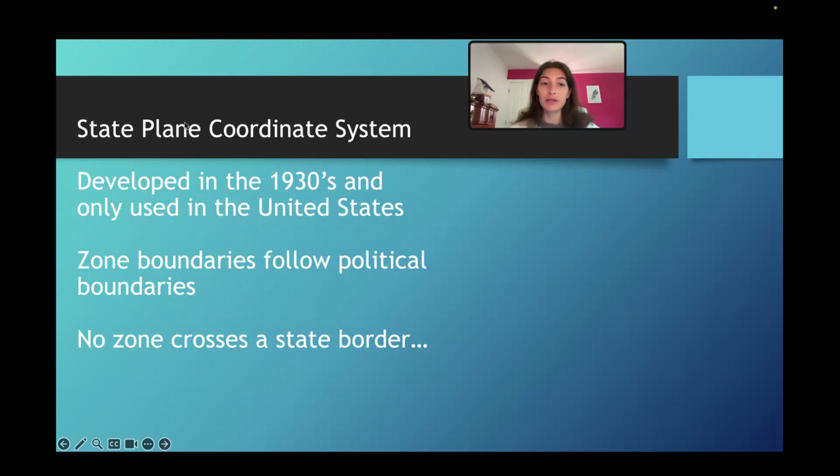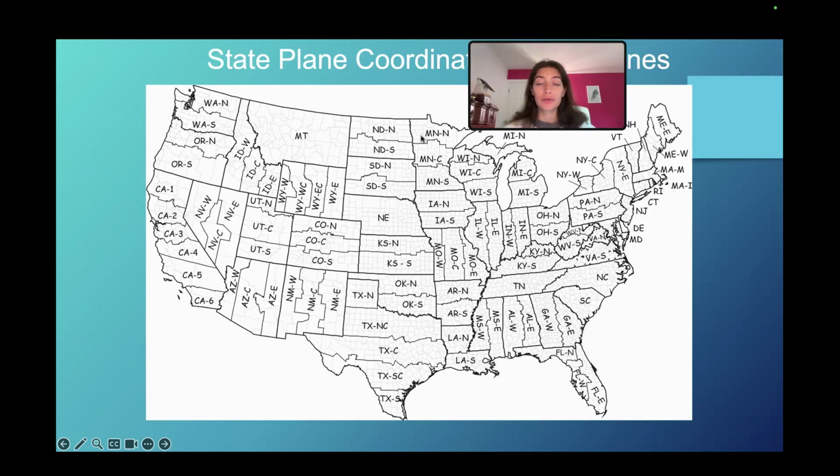There is also a state plane coordinate system to try to make up for the discrepancies that we see in UTM. It was developed in the 30s. It's only used in the United States. And these zone boundaries do follow political boundaries. Not one zone crosses a state border. So this over here is using the state plane coordinate system.